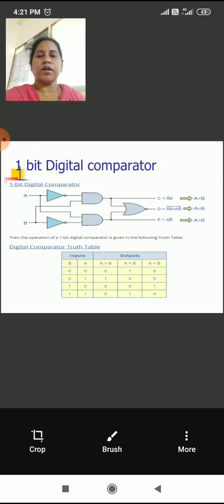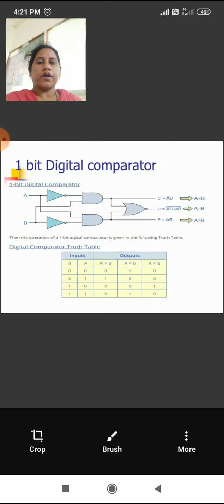Digital is nothing but which compares only a digital signal, that is, a digital signal in terms of 0 and 1. Now we will see which basic gates are required for a 1 bit digital comparator. In this 1 bit digital comparator, we have a NOT gate, that is nothing but an inverter. Then we require an AND gate and an XOR gate. Here we require two NOT gates.